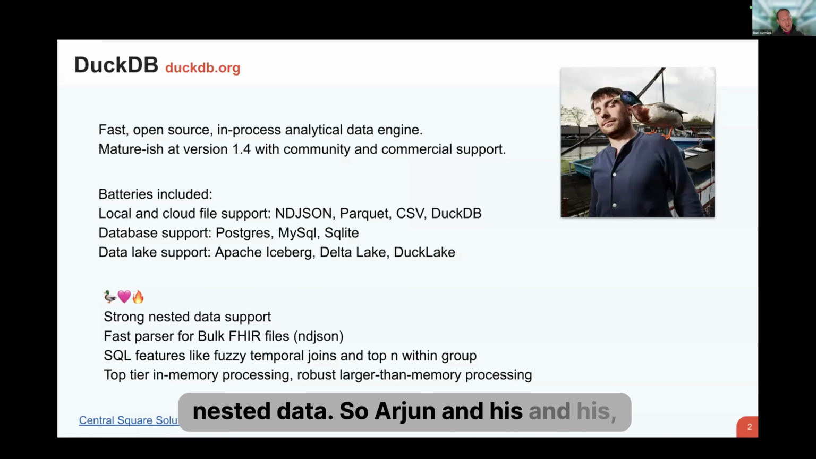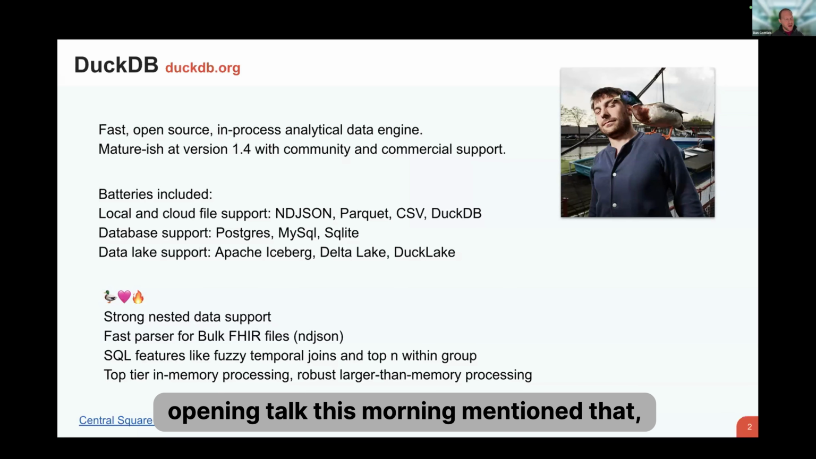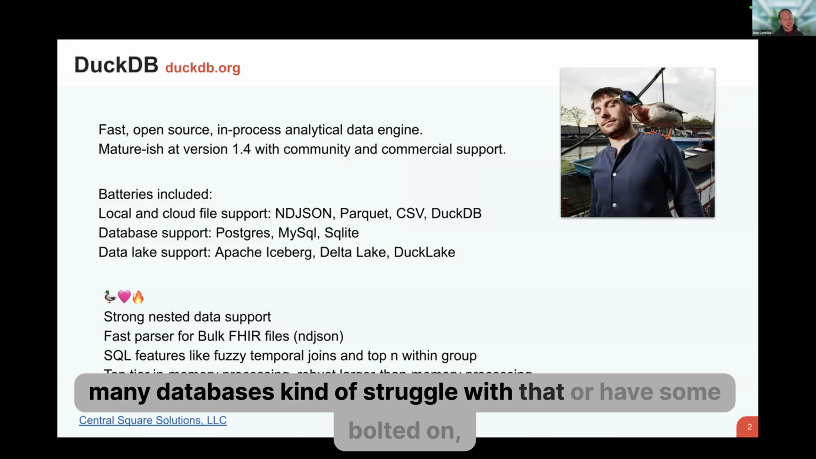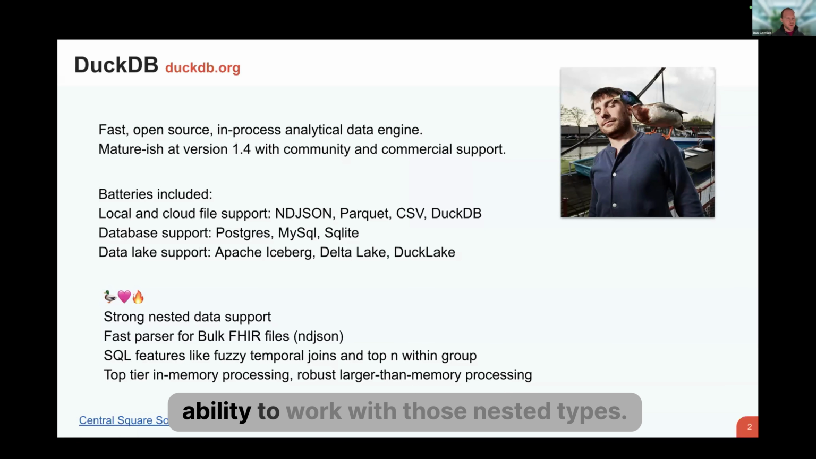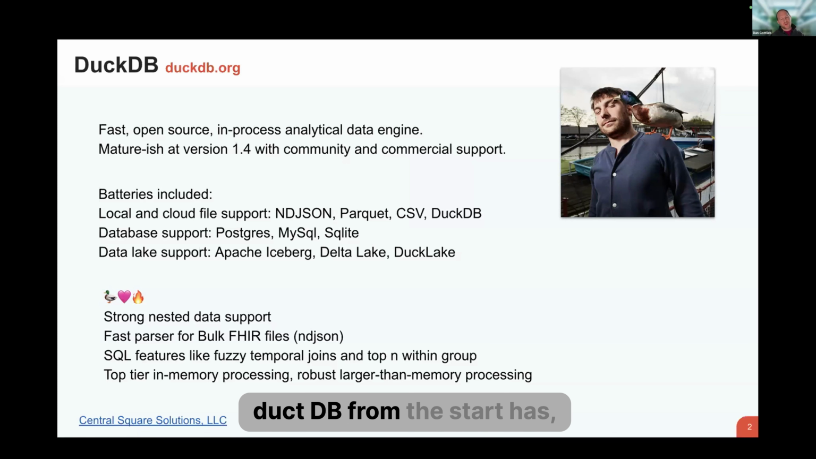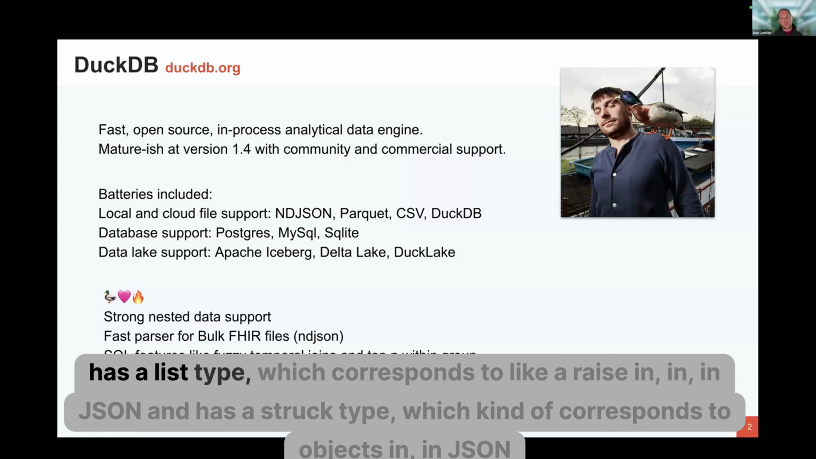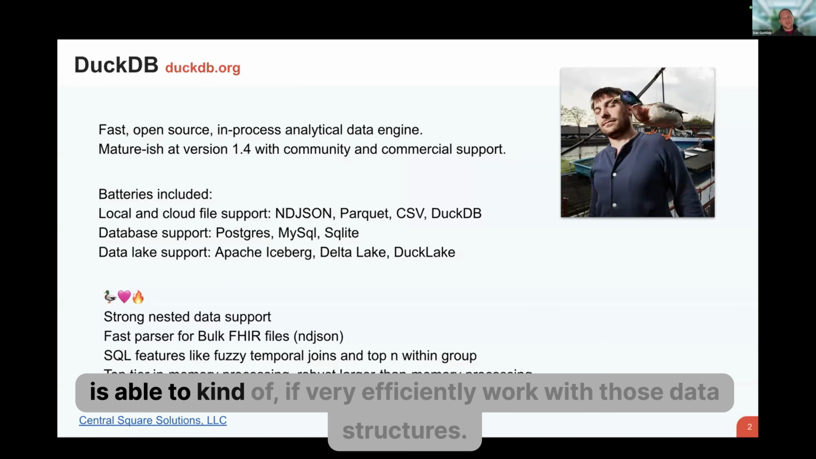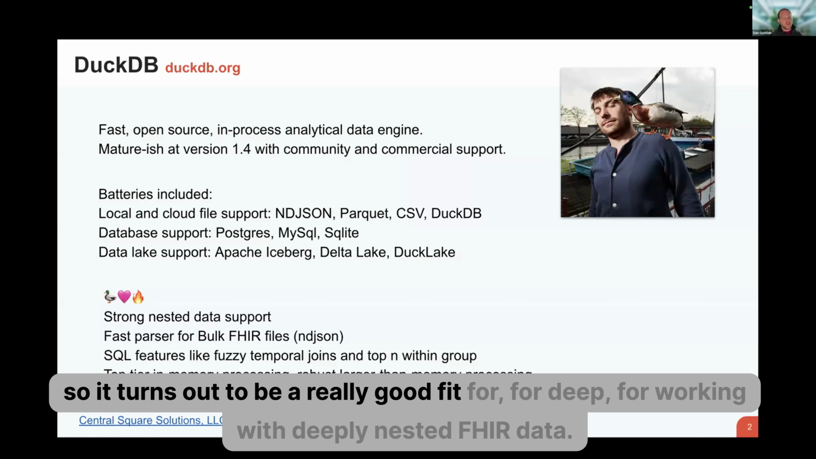So Arjun in his opening talk this morning mentioned that one of the challenges with working with FHIR is that it's deeply nested data. And many databases struggle with that or have some bolted-on ability to work with those nested types. DuckDB from the start has a list type, which corresponds to arrays in JSON, and has a struct type, which corresponds to objects in JSON, and is able to very efficiently work with those data structures. So it turns out to be a really good fit for working with deeply nested FHIR data.